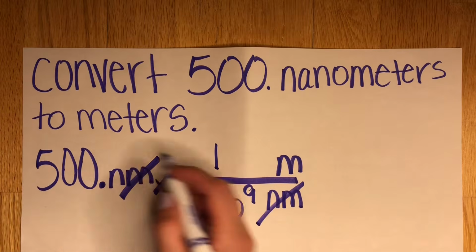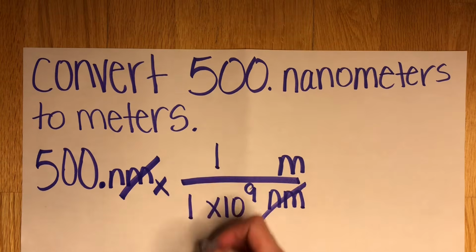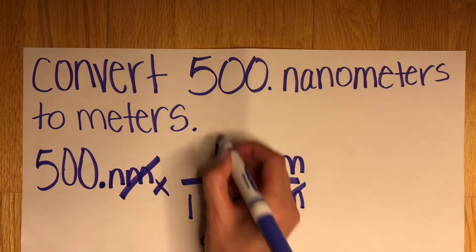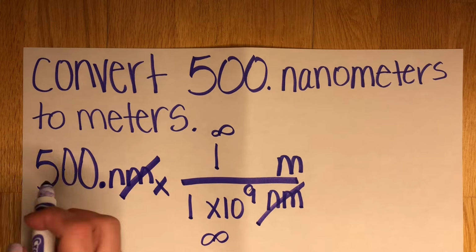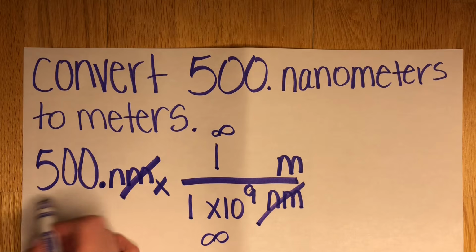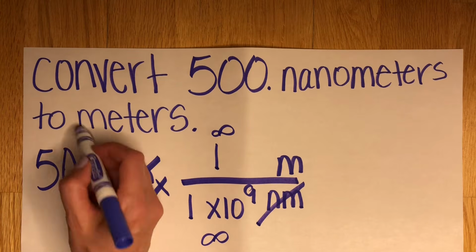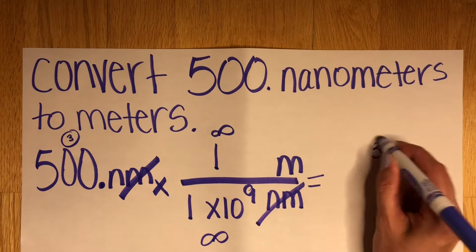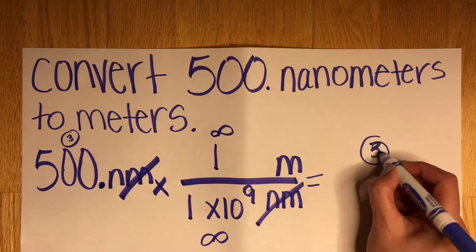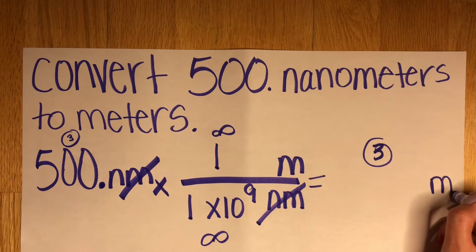So at this point right here, let's just make sure we remember that the conversion factor has infinite sig figs, and my measurement is this up here in the front. Trailing zeros are significant so long as there's a decimal anywhere in the number, so 1, 2, 3 sig figs. So my final answer, once I calculate it, will have 3 sig figs. That's a 3. And the final unit will be meters.